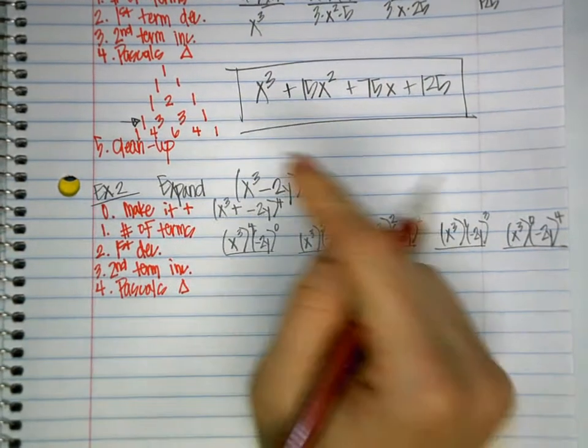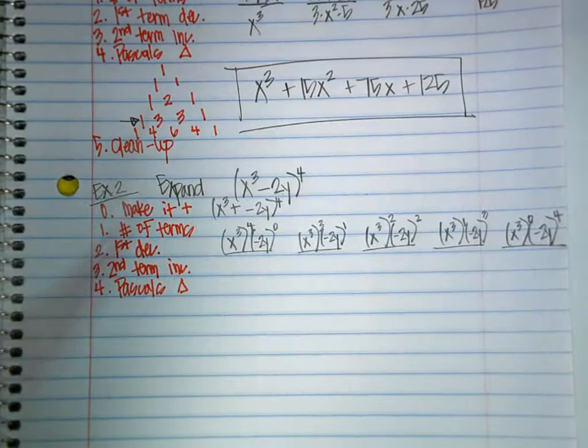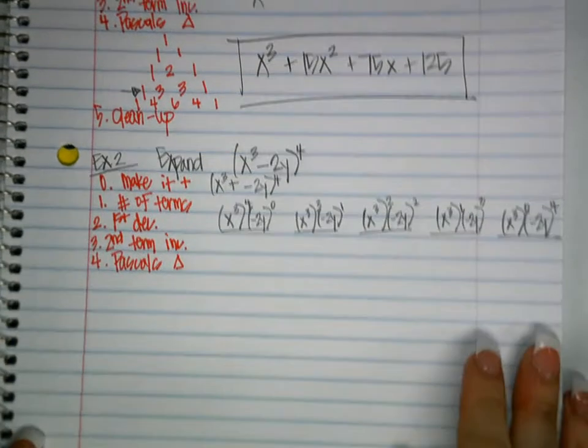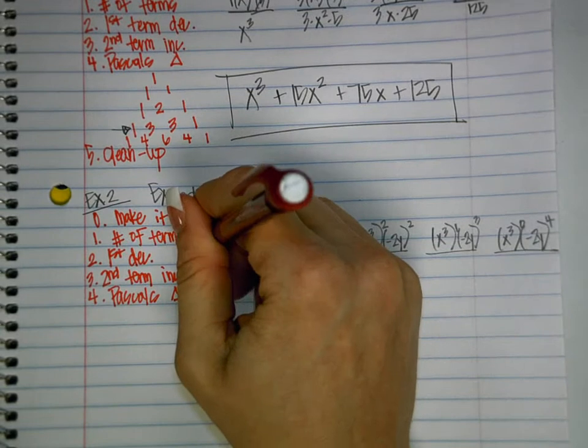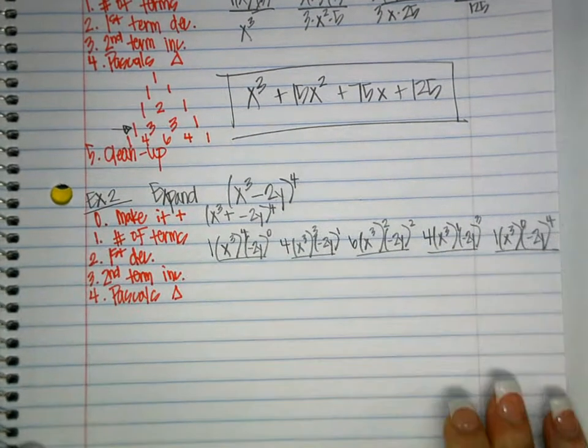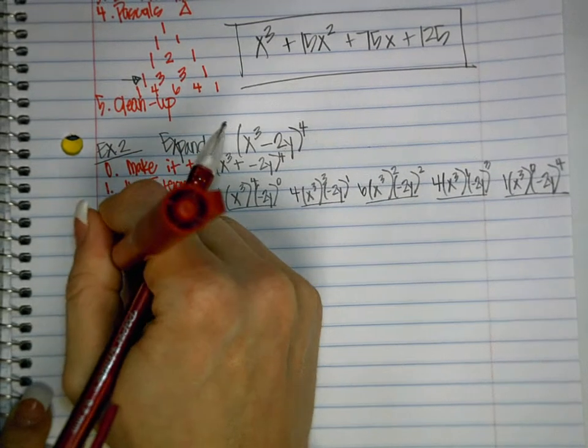If you don't have these memorized, that's fine. You can always draw the triangle. If you happen to have them memorized, that's totally fine. Okay, I don't have to see where you drew this triangle. So your Pascal's numbers are going to be 1, 4, 6, 4, and 1. And then our last step here is to clean up.